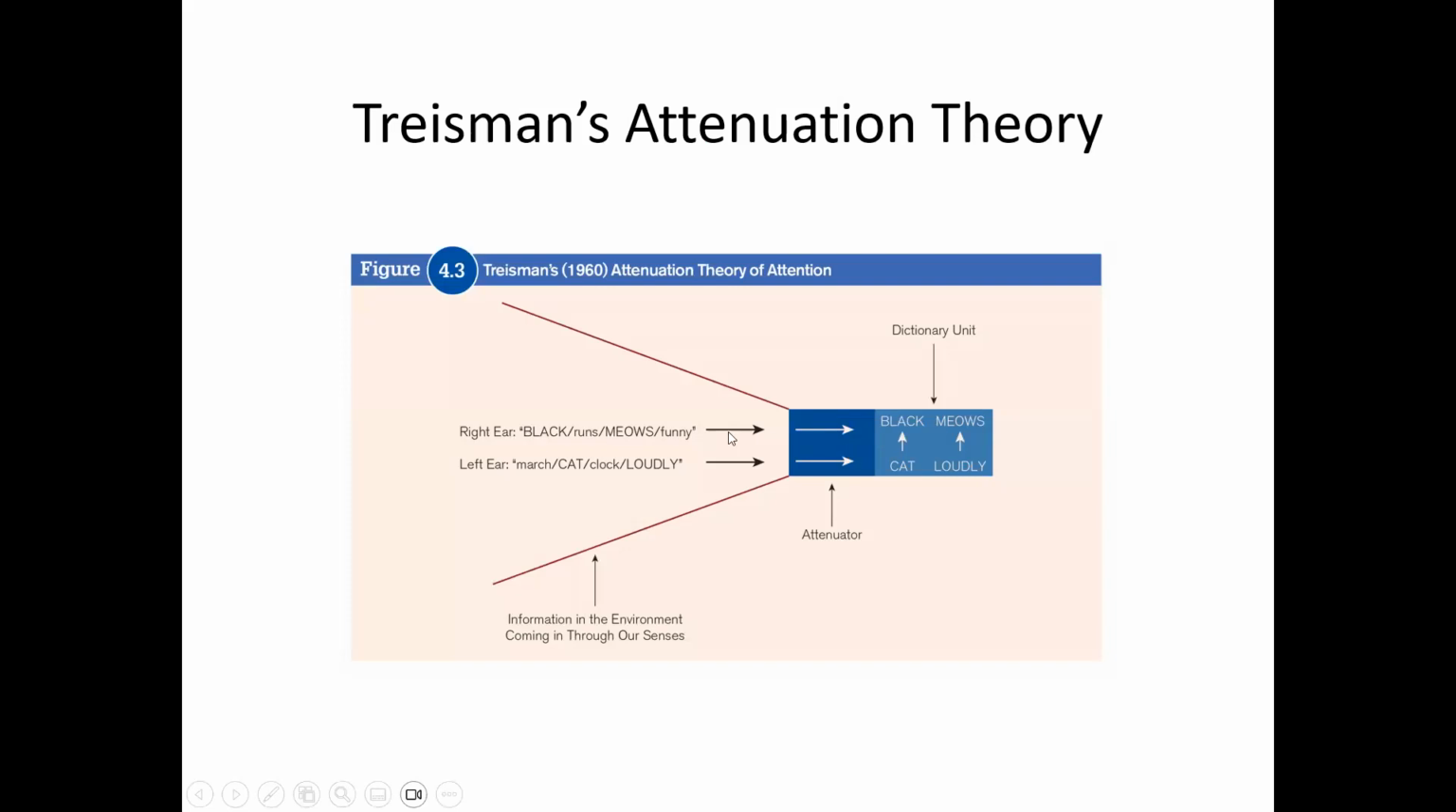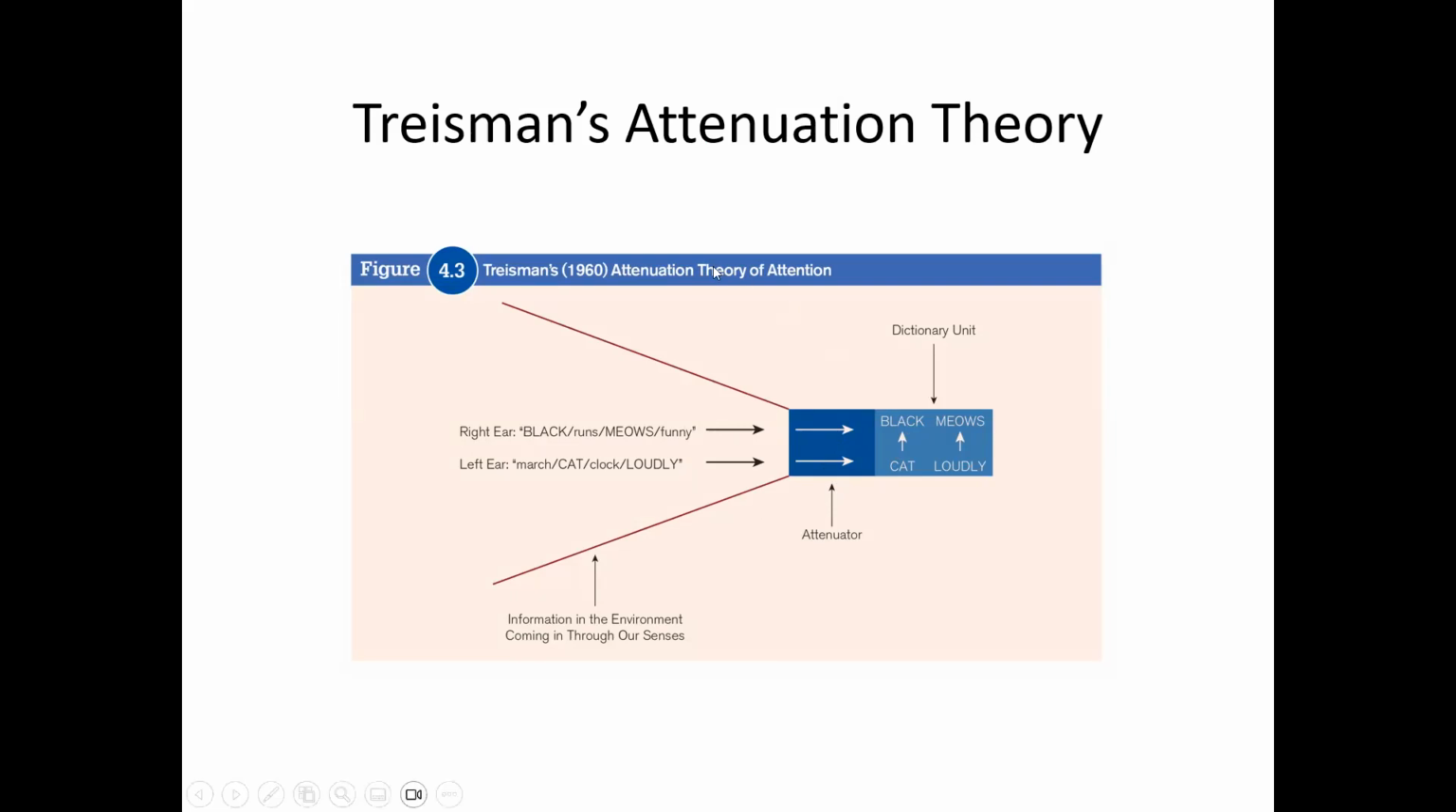And then it goes through the attenuator. And now we get to the dictionary unit. So after information is passed through that attenuator, otherwise known as that filter, it goes into the leaky filter. It goes into the dictionary unit, where every word has a different threshold for being activated.